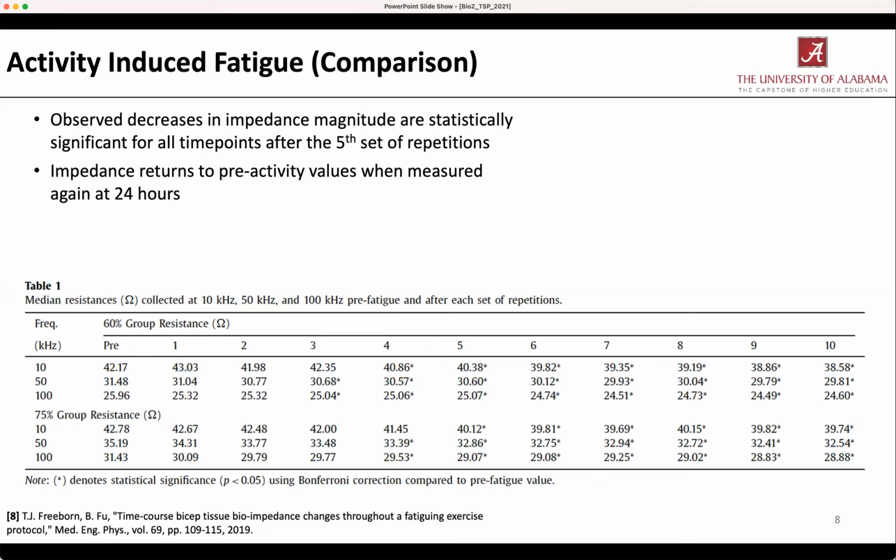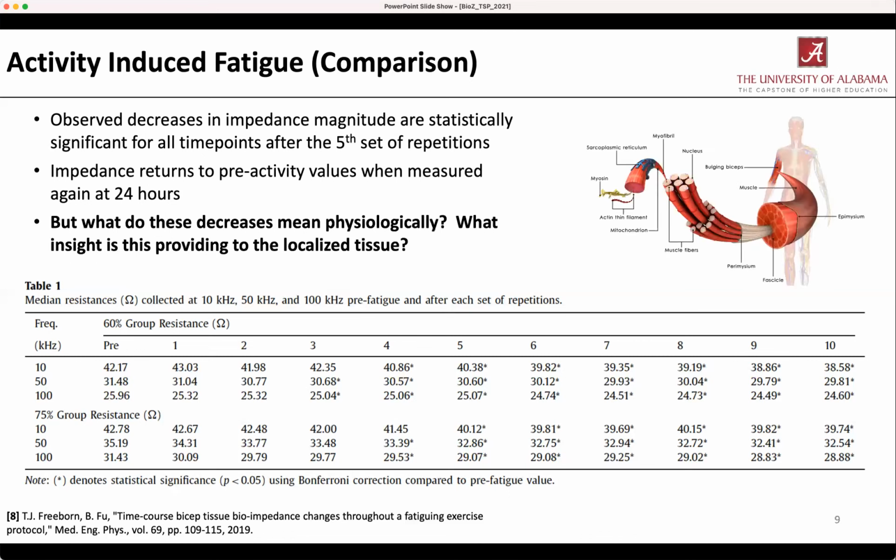So no non-reversible changes, likely no muscle tearing, no localized injury. It was all likely attributed to swelling and fluid shift that resolved within 24 hours, which is also common and reflected in this type of protocol for other kinesiology studies. Okay, right, but we talked about what these decreases mean physiologically. What insight is this providing?